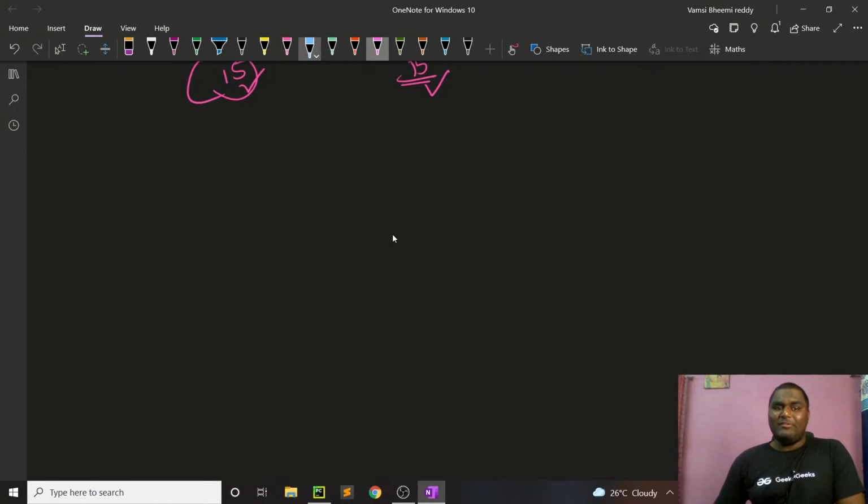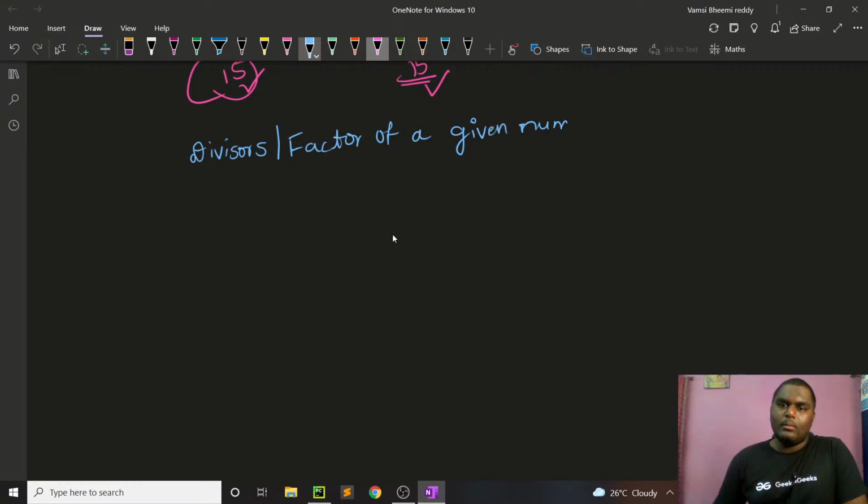So let's find the divisors, or factors, of a given number. Divisors or factors of a given number.